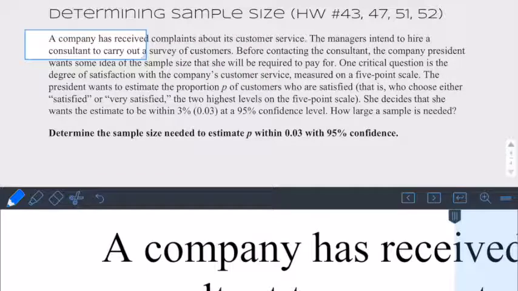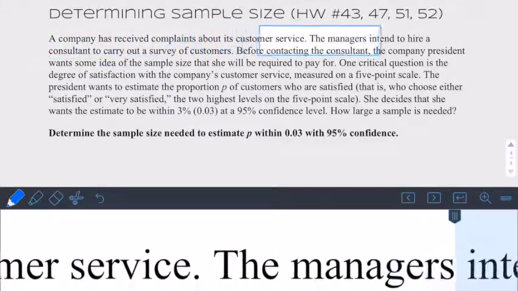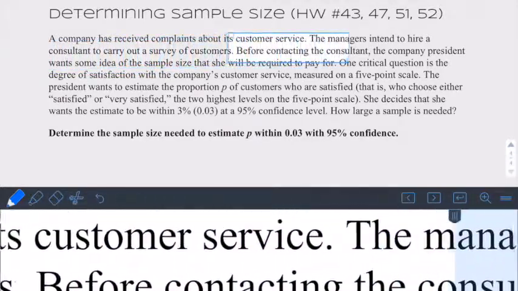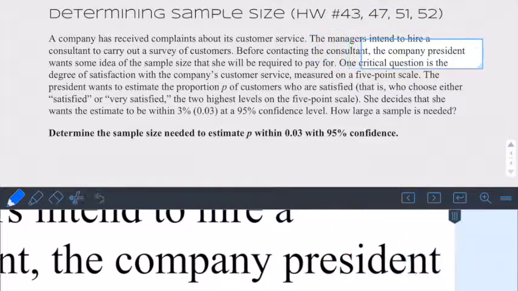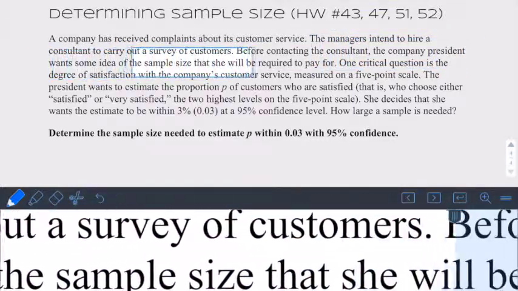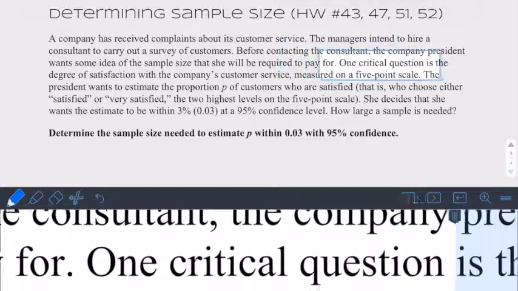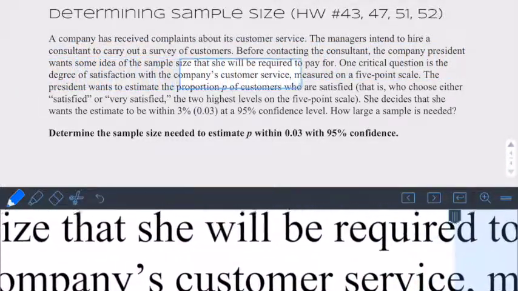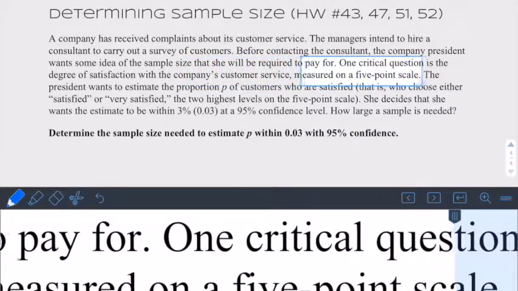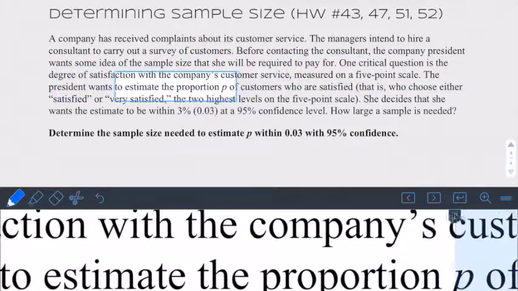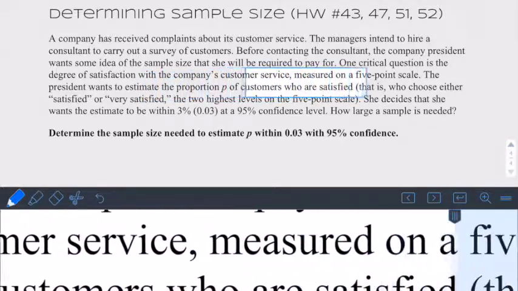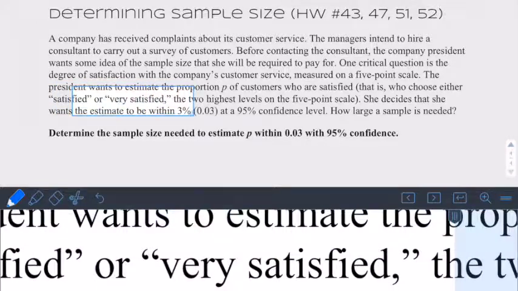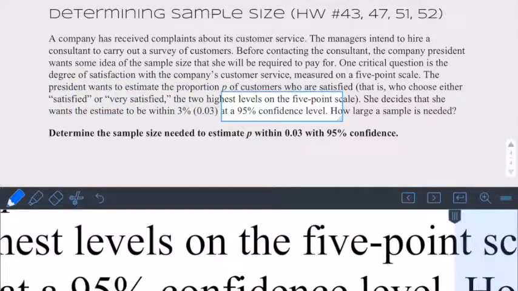So a company has received complaints about its customer service. The managers intend to hire a consultant to carry out a survey of customers. Before contacting the consultant, the company's president wants some idea of the sample size that she will be required to pay for. One critical question is the degree of satisfaction with the company's customer service, measured on a 5-point scale. The president wants to estimate the proportion p of customers who are satisfied, that is, who would either choose satisfied or very satisfied, the two highest levels on the 5-point scale.